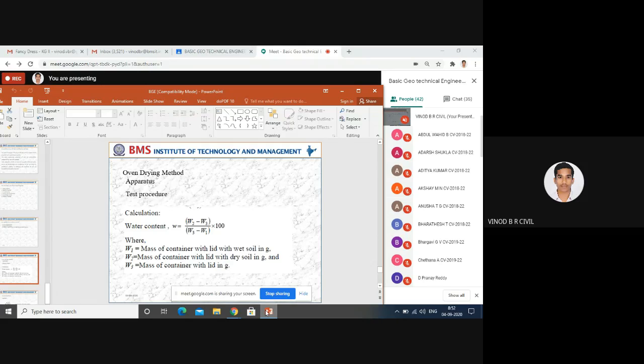The moisture contents are evaporated. We can calculate what is the weight of cup plus dry soil. And next one is the empty weight of cup or lid. Okay, with the help of W1, W2, W3 we can calculate what is the water content.